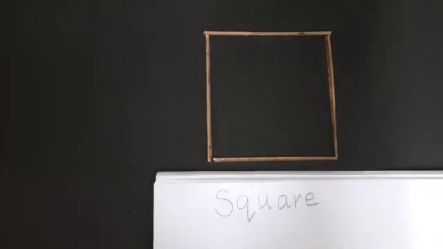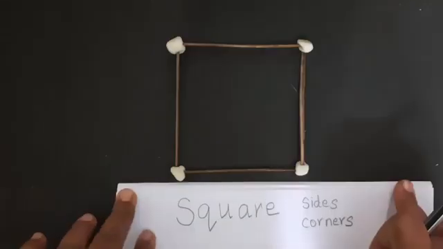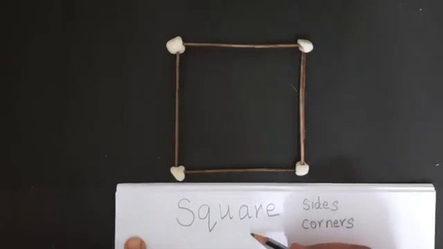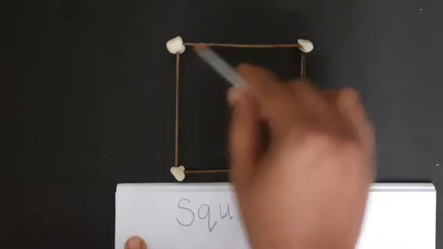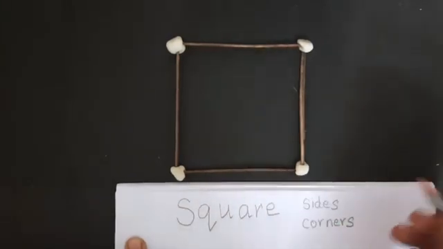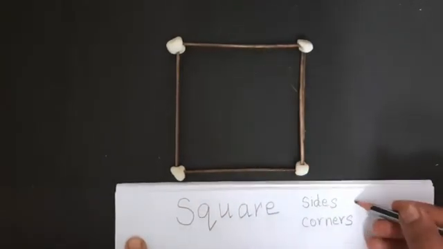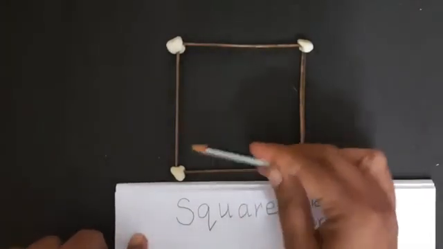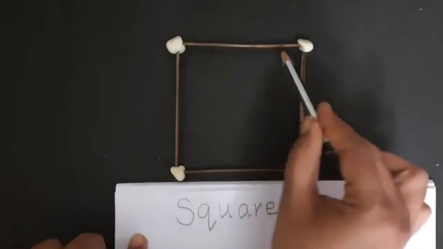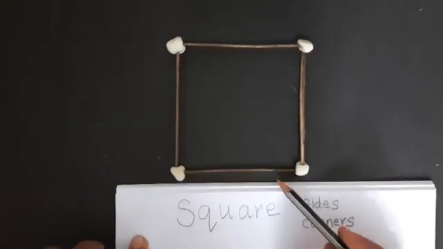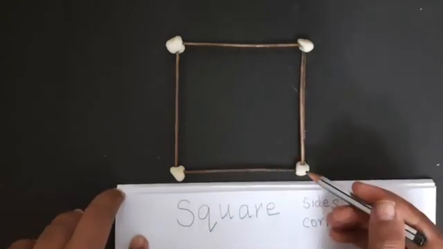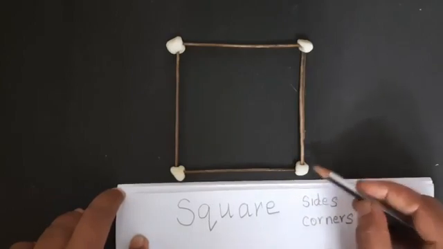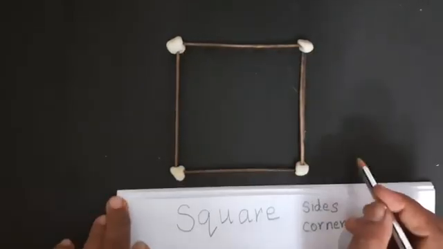Understood, children? Now we are going to learn about the sides and corners of the shape square. Now you can see the square shape. From this we are going to learn sides and corners. So here, these are called sides. You can see the lines, right? The lines are called sides. Corners, here I have shown with the white dough. This place we call corners.